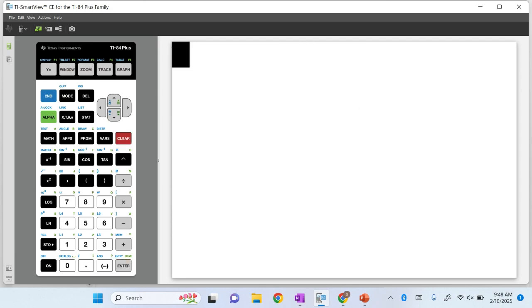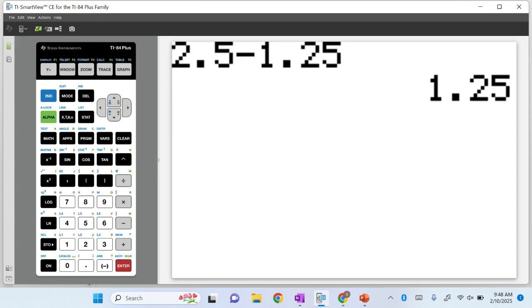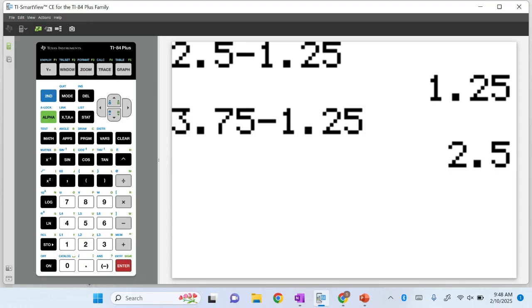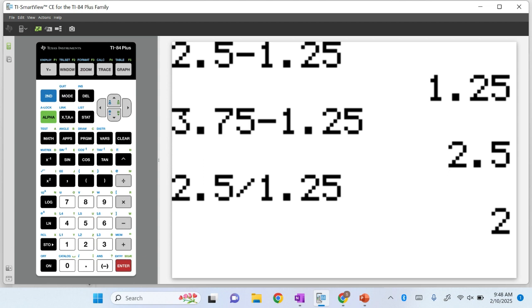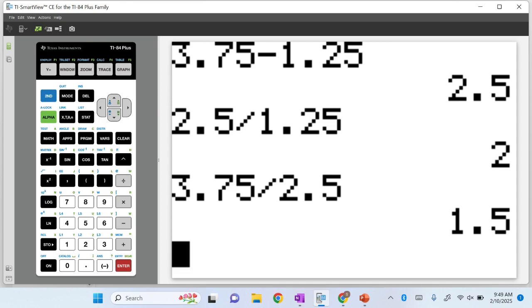So for example, I could do 2.5 minus 1.25, and it'll give me 1.25. Then if I did 3.75 minus 1.25, it still gives me 2.5. So we know our rule stands. All right. Now, let's say I wanted to check to see if it was geometric. I could do 2.5 divided by 1.25, which is 2. Now, we should get the exact same answer when I divide 3.75 divided by 2.5. It's not. So because it's not, it can't be geometric.